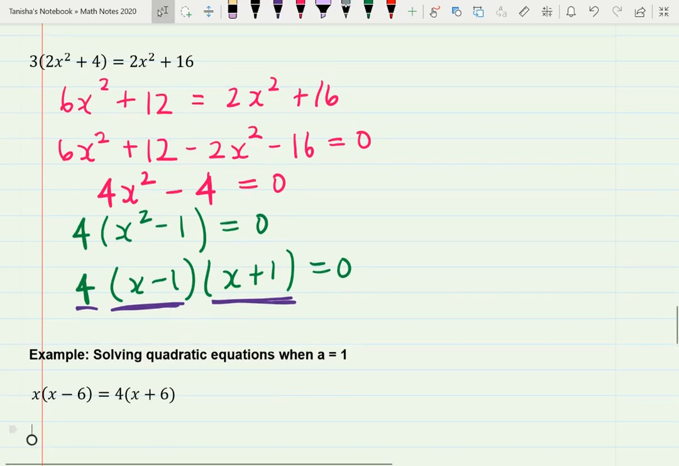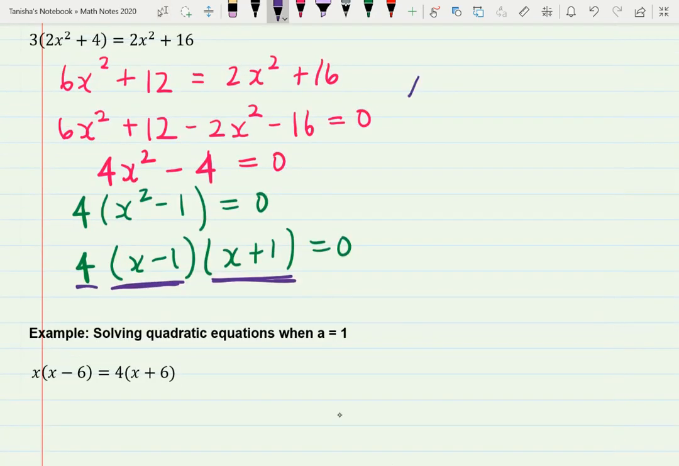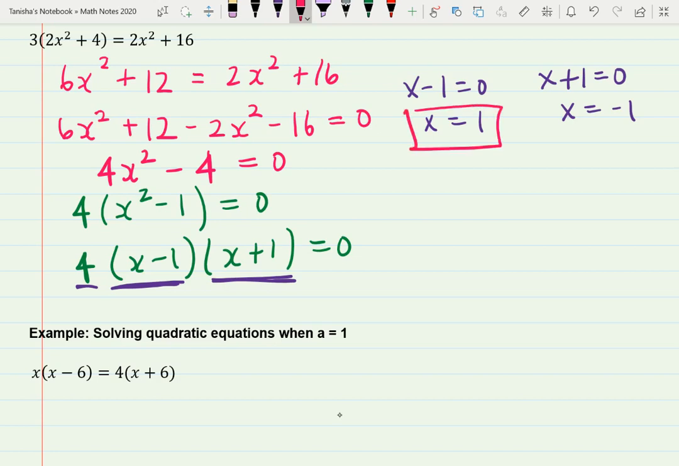Well, for the first one, x minus 1 equals 0. Well, x equals 1 in order for this factor to equal 0. And for the second factor, x plus 1 equals 0, x has to equal negative 1 in order for that factor to equal 0. So our two solutions are x equals 1 and x equals negative 1. We would check this by doing left side, right side check with both of our solutions to see if it satisfies the equation.